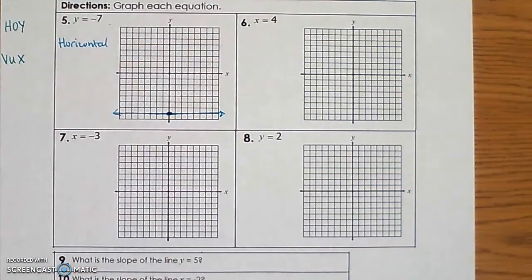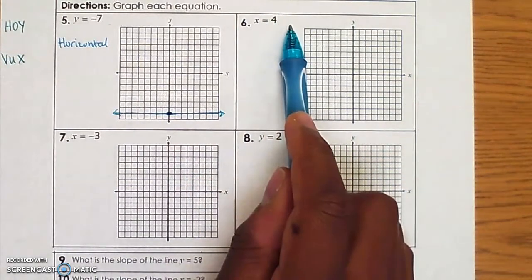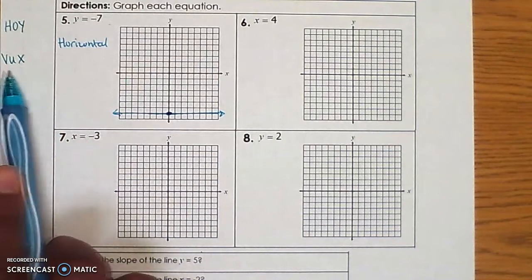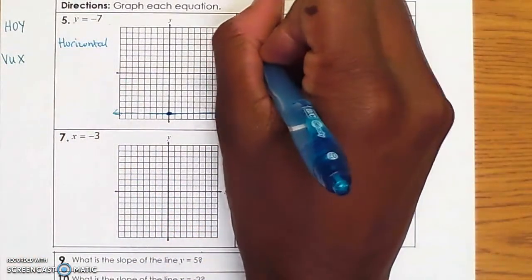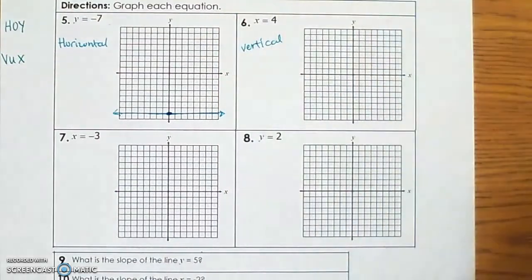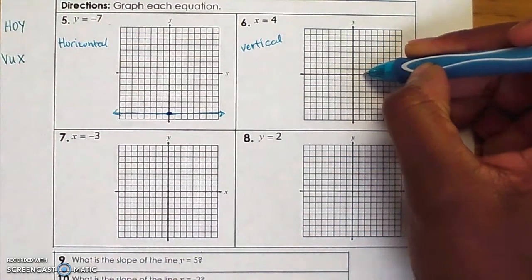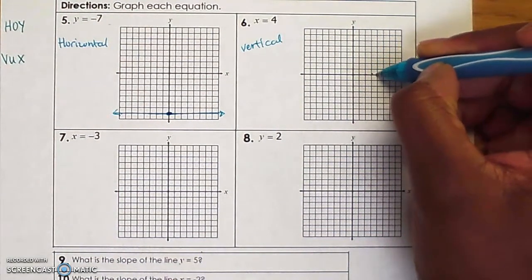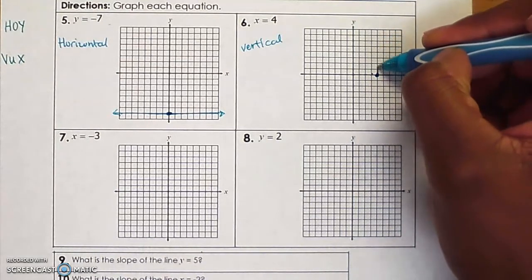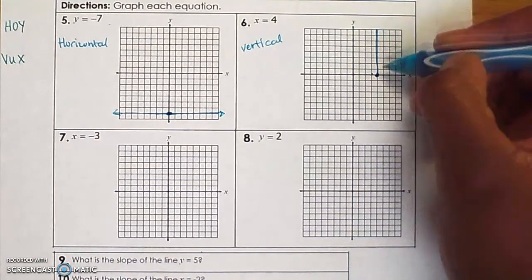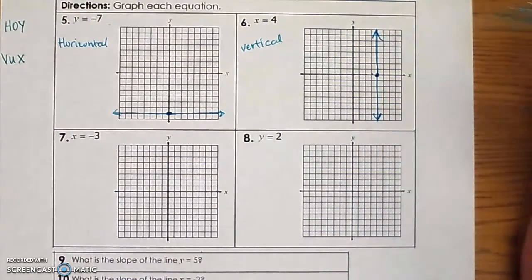Same thing if we look at number 6, it's x equals a number. When it's x equals a number, that puts us in the vux category, so we know we're going to have a vertical line here. We're going to go to x equals 4, so 1, 2, 3, 4 here, and we're going to put a line that goes vertical. Put your arrows on it, and you're set.